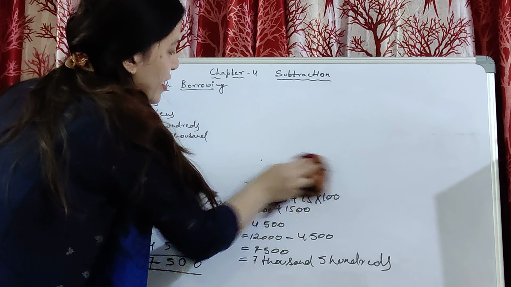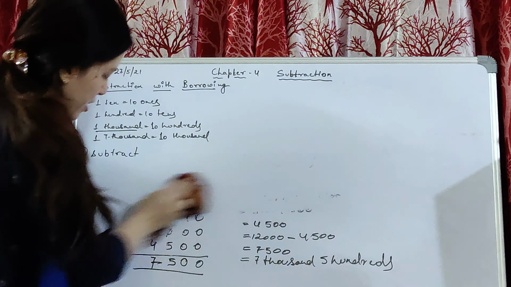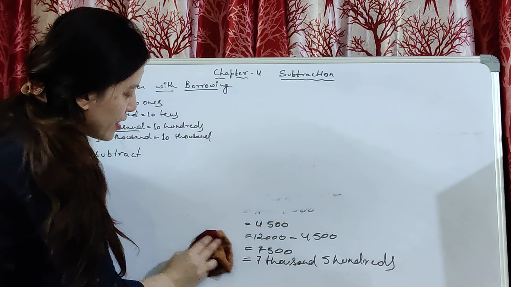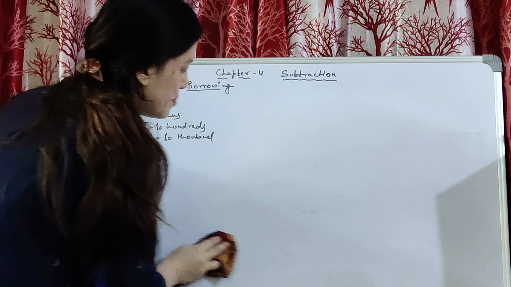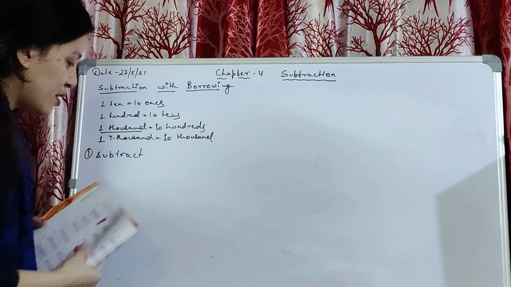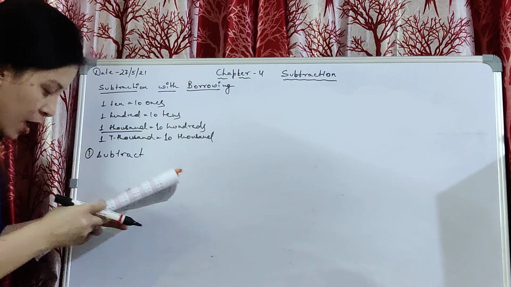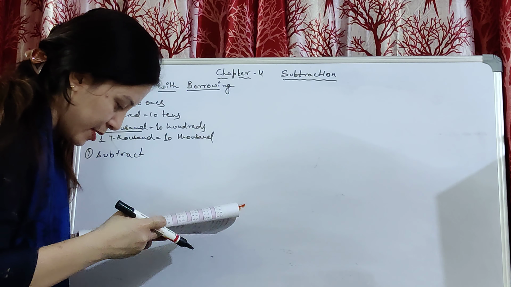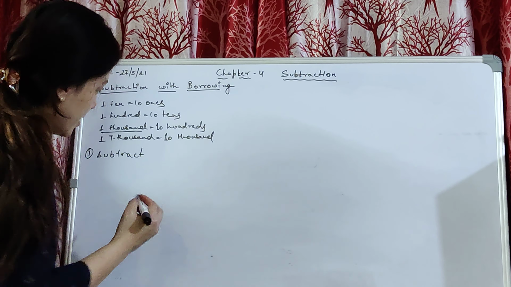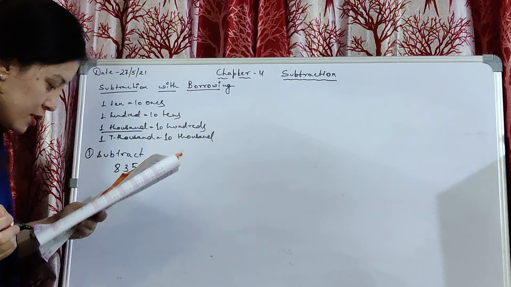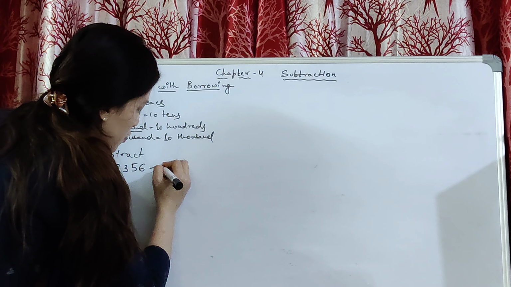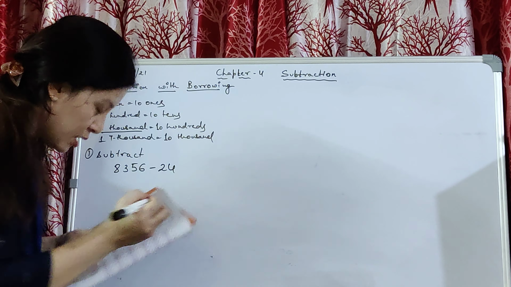Subtracting by arranging them in a column. Okay, कैसे हम subtract करेंगे? By arranging them in a column. Okay, how are we supposed to subtract? Same subtraction method ही कर रहे हैं हम. ठीक है, so let's take one example. Okay, मैं example देती हूँ, that is 8, 3, 5, 6. Okay, subtract it with 2, 4, 3, 9.